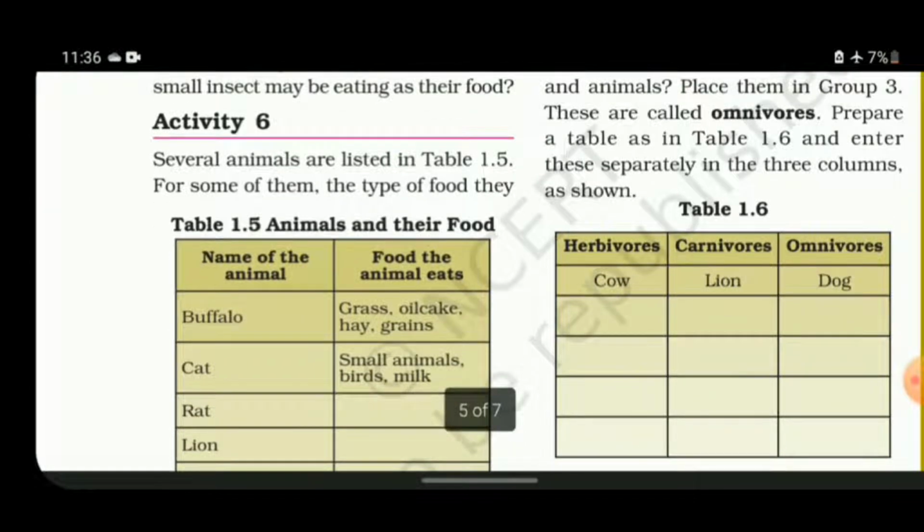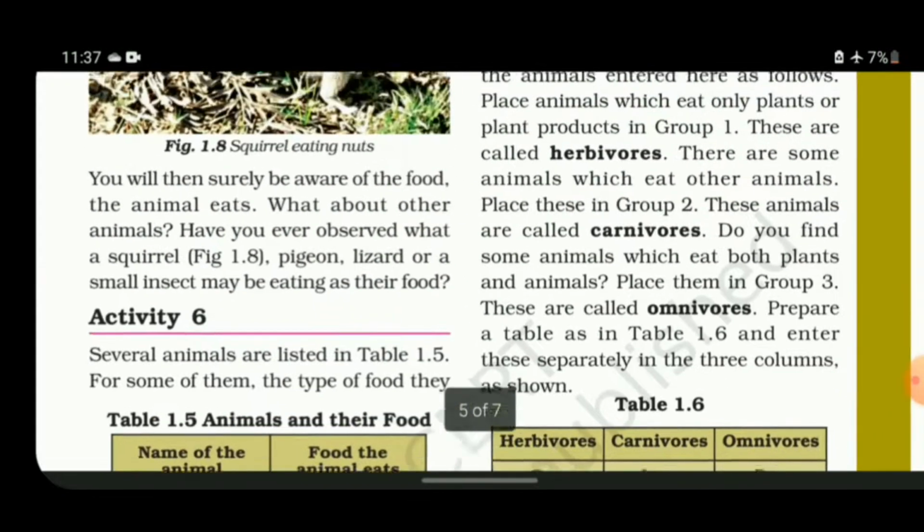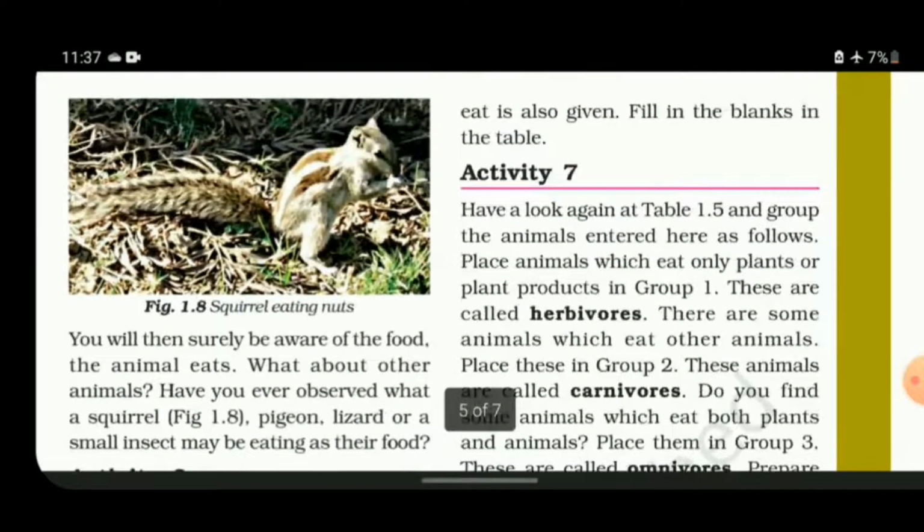Activity 6. Several animals are listed in Table 1.5. For some of them, the type of food they eat is also given. Fill in the blanks in Table 1.5.